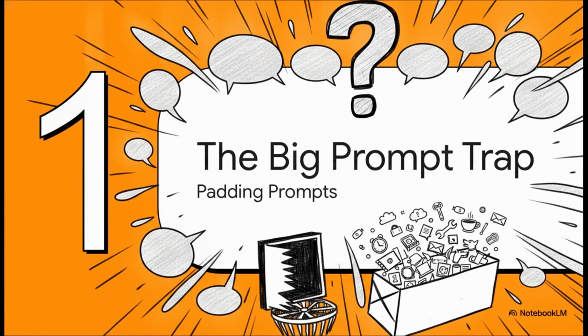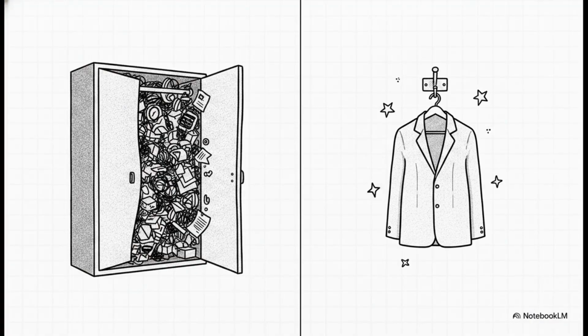Okay, kicking things off with Section 1, the big prompt trap, and why padding prompts is a bad idea. The golden rule here is this: treat the model's context window as a scarce working memory. We've got to stop treating it like an endless dumping ground. Yes, modern large language models boast massive context windows now, sometimes absorbing entire books at once. But that doesn't mean you should use all that space.